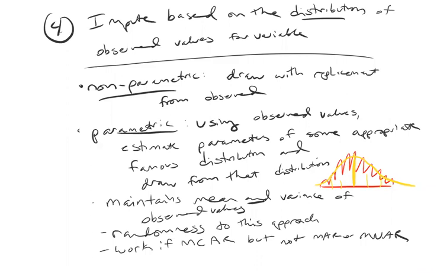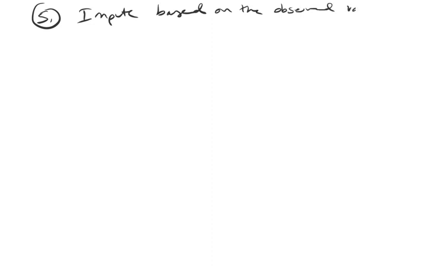But what we didn't maintain this time with imputing based on the distribution of the observed values for this variable was the relationship between the variables. Right? We're not taking advantage of the fact that we do know age, and age is correlated with education for our example. So the next idea that we're going to talk about is imputing based on the observed values of other variables.